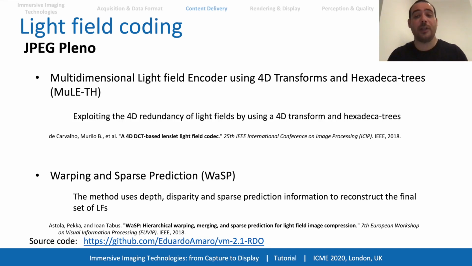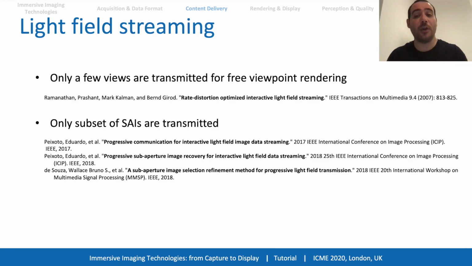After encoding light fields, we deliver the encoded light fields to users. In the literature of light field streaming, similar to coding of a sparse subset, only a subset of subaperture images can be transmitted. There are some previous works for free viewpoint rendering applications. Also streaming for refocusing applications.